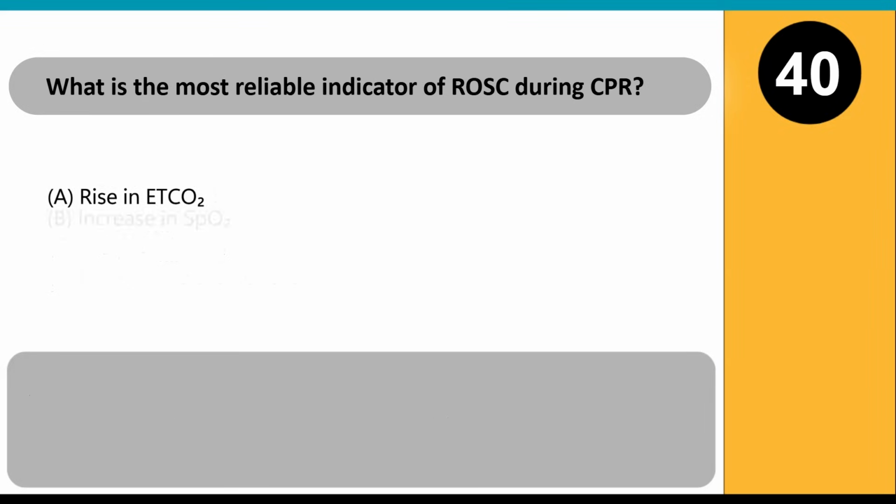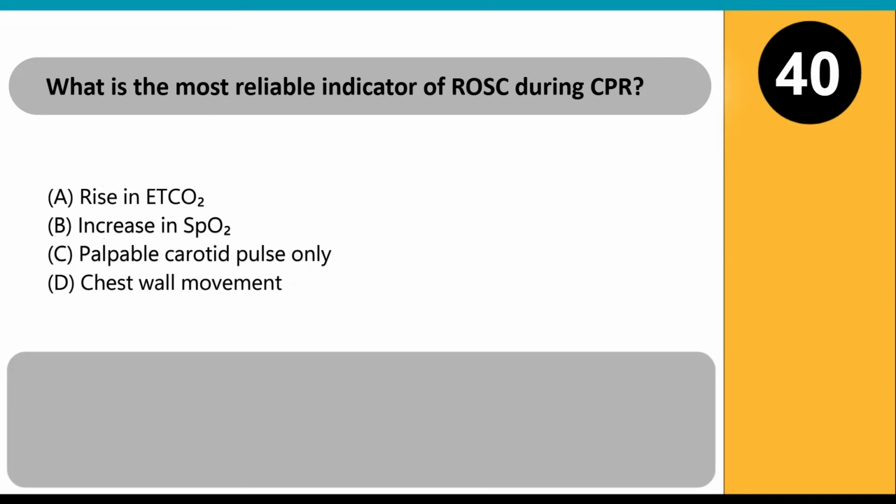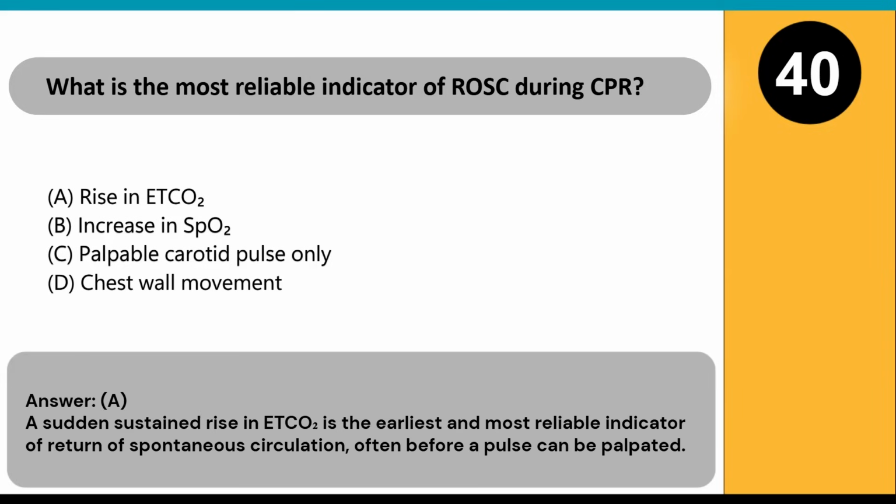What is the most reliable indicator of ROSC during CPR? A. Rise in EtCO2. B. Increase in SpO2. C. Palpable carotid pulse only. D. Chest wall movement. Answer: A. A sudden sustained rise in EtCO2 is the earliest and most reliable indicator of return of spontaneous circulation, often before a pulse can be palpated.